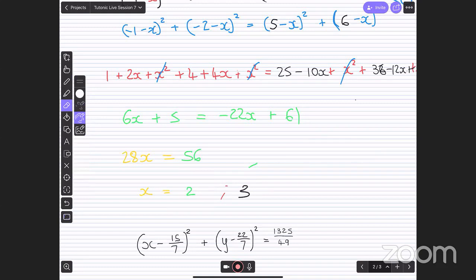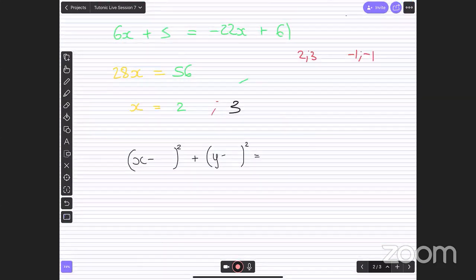Okay. So now who wants to do the distance formula again? So it's going to be 2 and 3, and you can take -1 and -1. Just do the distance formula for that, please. Will I erase this? You should get 5.